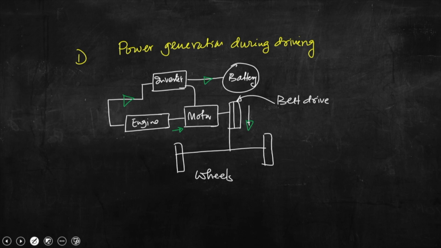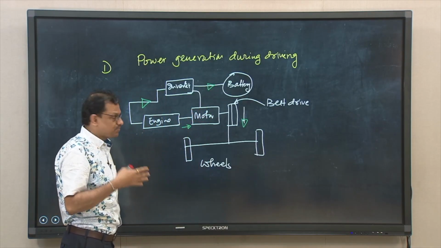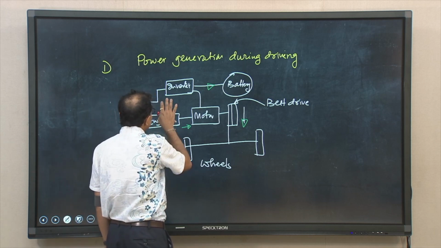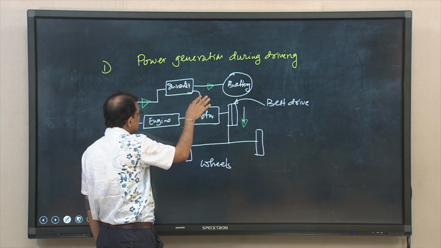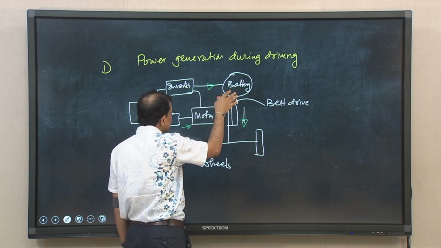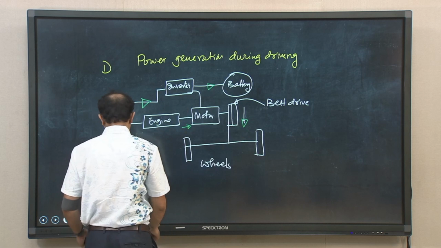The engine is supplying power to the motor, these two are connected, and when we have to generate power, the engine is supplying some power to the inverter, and the inverter is now supplying power to the battery, the battery is getting charged, and the engine is running the wheels through this belt drive mechanism.